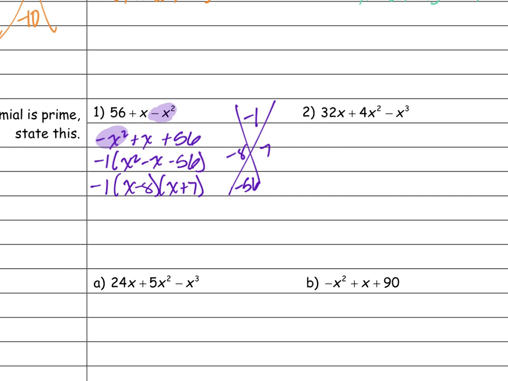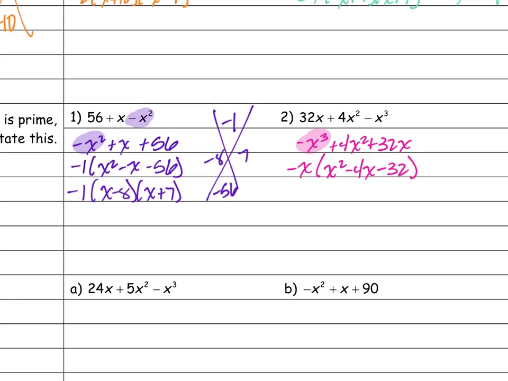Okay, so the next one, similar thing, write it in the right order. So negative x cubed plus 4x squared plus 32x. I need this to be positive, so I'm going to factor something out. And because I have an x in every term, I'm going to factor out a negative x this time. So that would be x squared minus 4x minus 32.